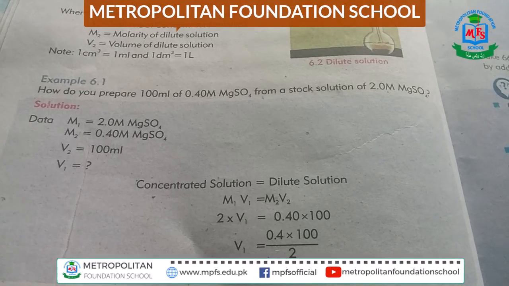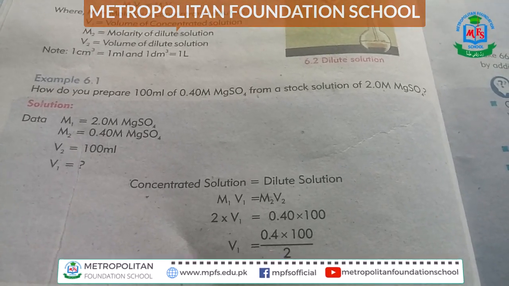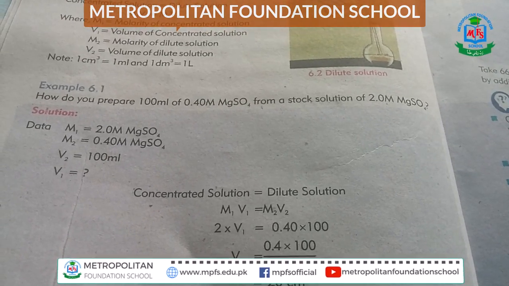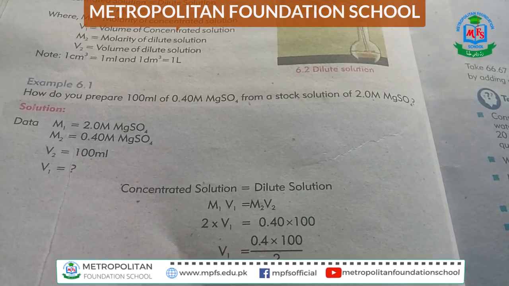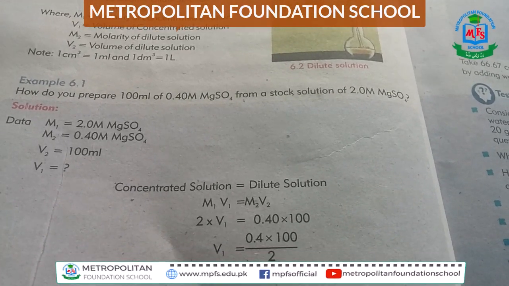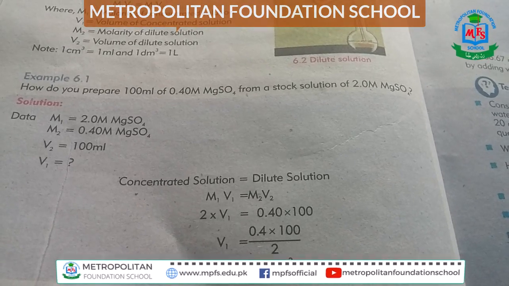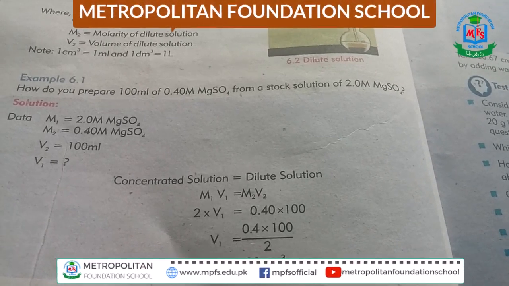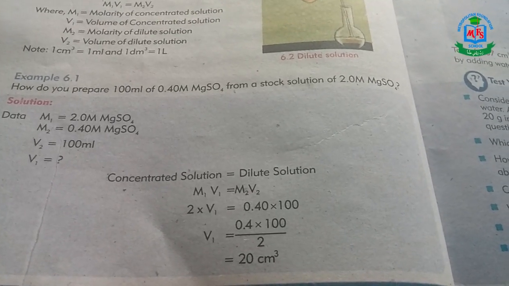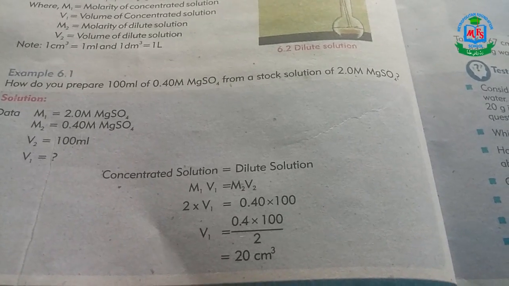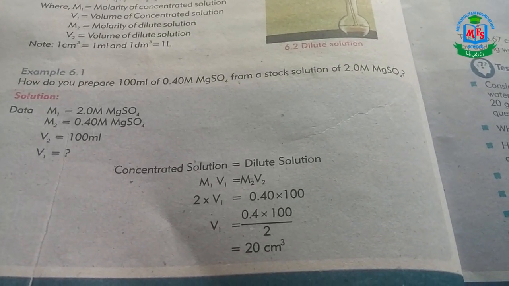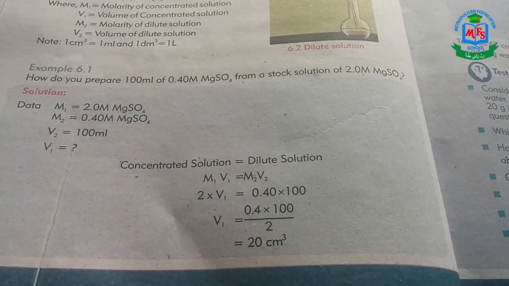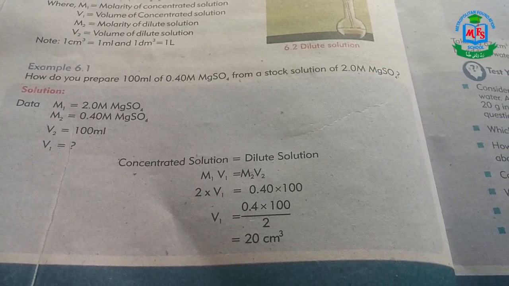First of all, the first value, that is 100 ml. 100 ml is the volume of 0.40 molar magnesium sulfate. Then the second value is 0.40 molar. This molarity is given of 0.40 molar solution of magnesium sulfate. Next value that is given in the numerical is 2.0 molar magnesium sulfate. The next value is 2.0 molar magnesium sulfate solution.